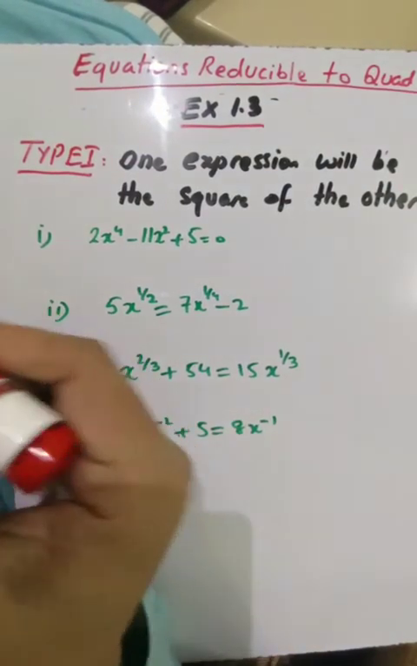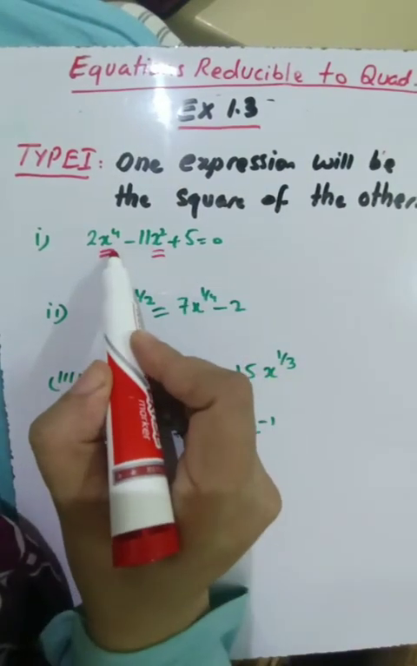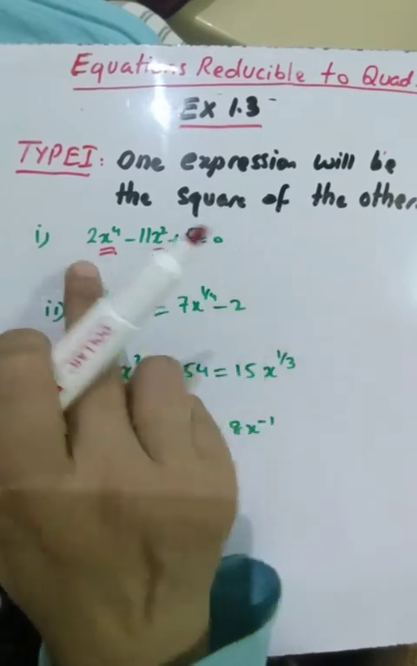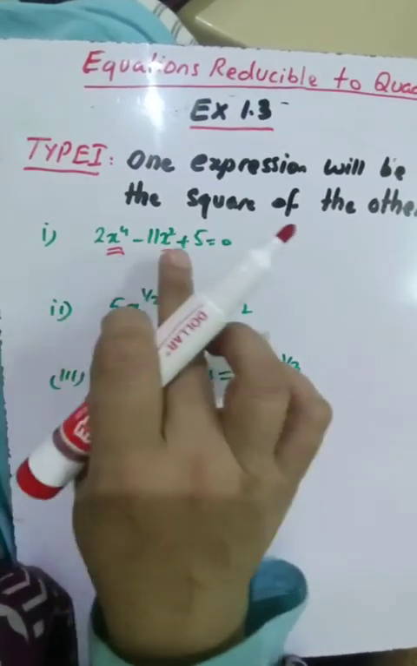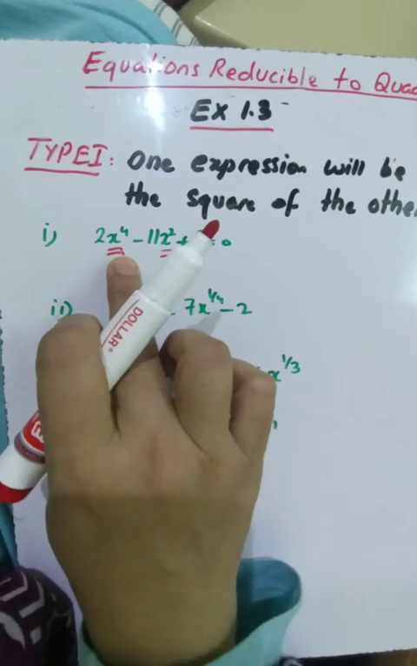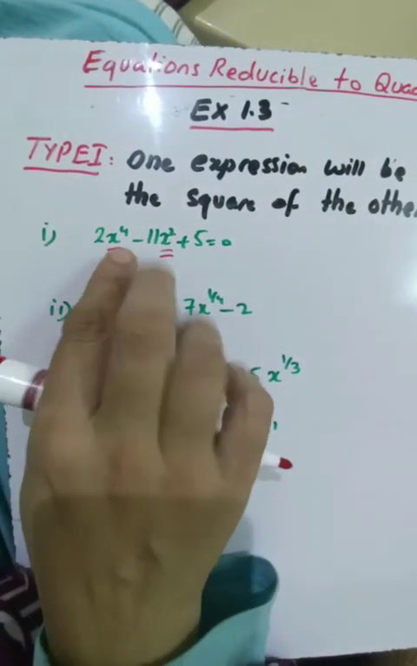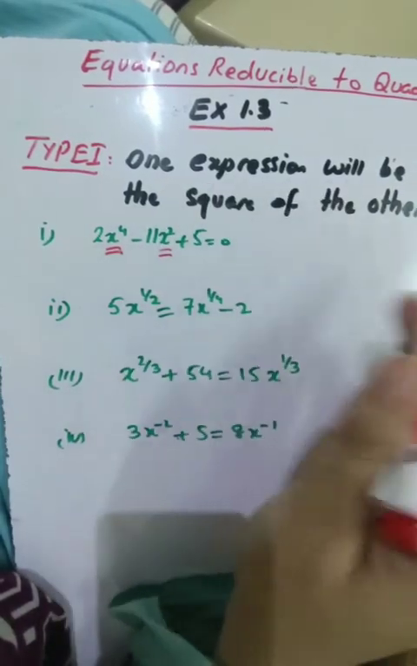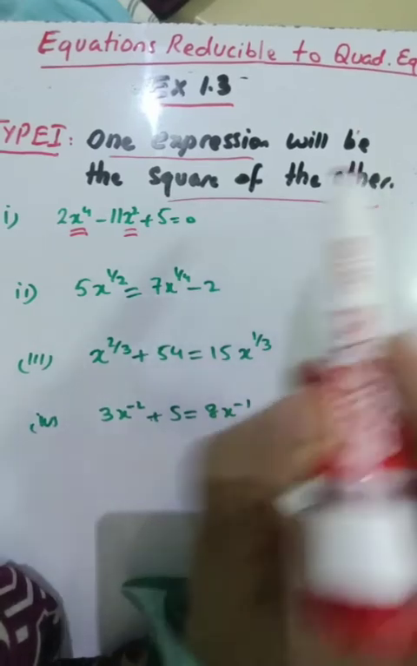Now, as you may see, if I square this expression, I get this. So it means it belongs to this type. This is an equation which is not quadratic, because in a quadratic the highest degree of the polynomial is 2, but over here the degree of the polynomial is 4. So this is an equation which is not quadratic, but we will transform it into a quadratic expression, because this is of type 1, in which one expression is the square of the other.